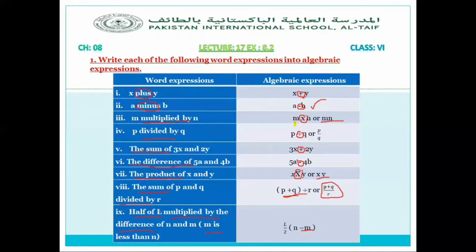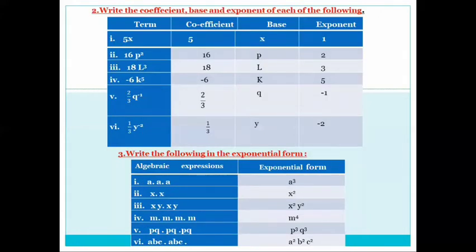Dear student, in question number 2 we are given the terms: 5x power 1 (where no power written means 1), 16p power 2, 18l power 3, minus 6k power 5, here 2 over 3 q power minus 1, and here 1 over 3 y power minus 2.